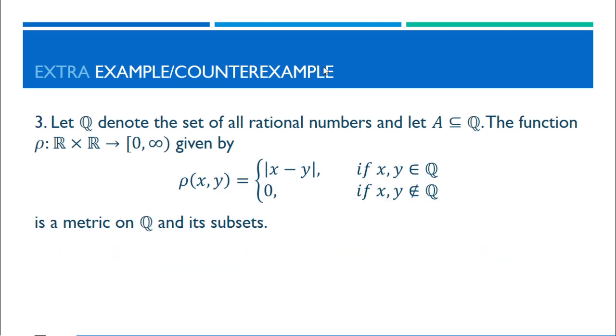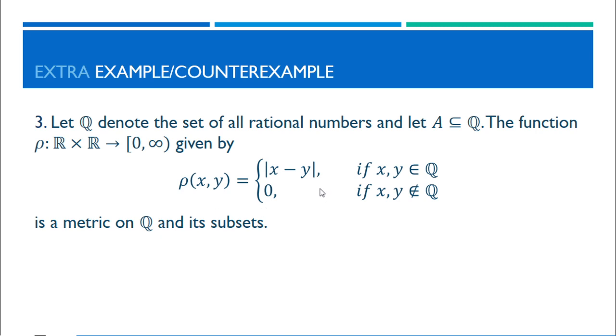So Q is the set of rational numbers, and A is a subset of Q. The function rho from R cross R to 0 comma infinity, I'm going to define in a general setup on R cross R, as rho of x comma y equal to the absolute value of x minus y if x comma y belong to Q, and 0 if x comma y doesn't belong to Q. When this function is restricted to Q cross Q, it works as a metric on Q.